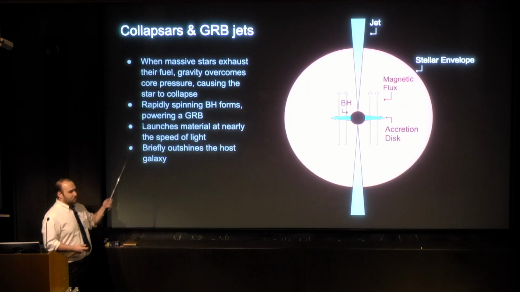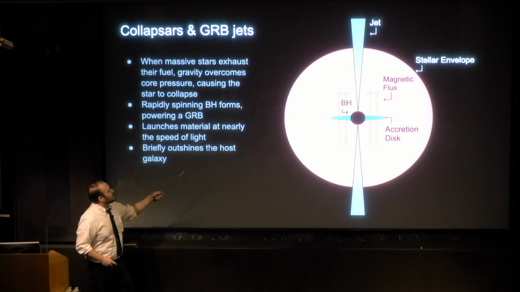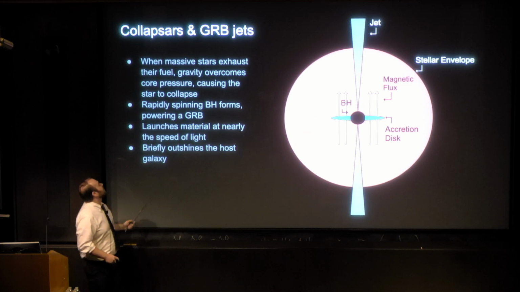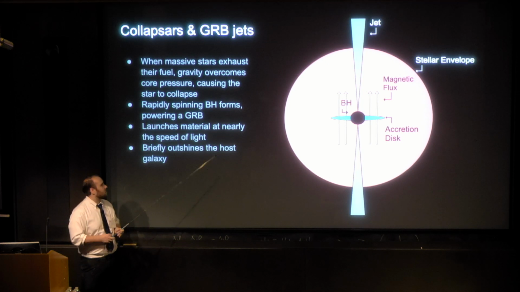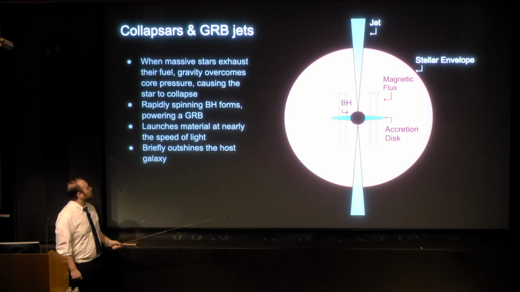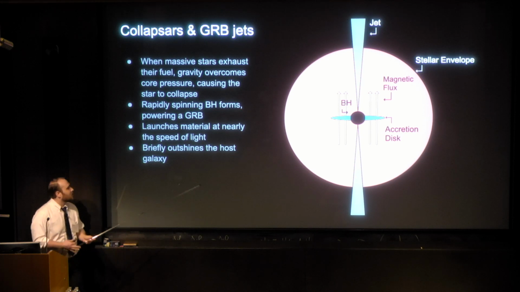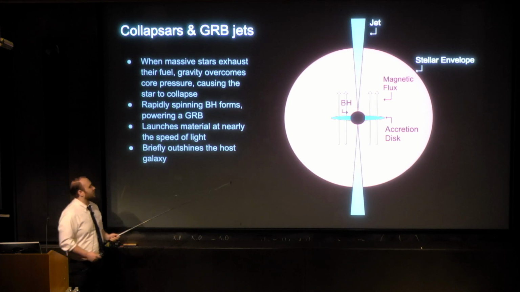So collapsars and GRBs, these are the things that I was focusing on. Gamma ray bursts are these jets that come out of the material, and a collapsar is when a star collapses directly into a black hole. When massive stars exhaust their fuel, gravity overcomes the pressure, causing the star to collapse. A rapidly spinning black hole forms and powers a GRB.